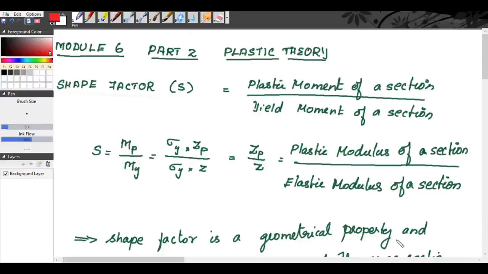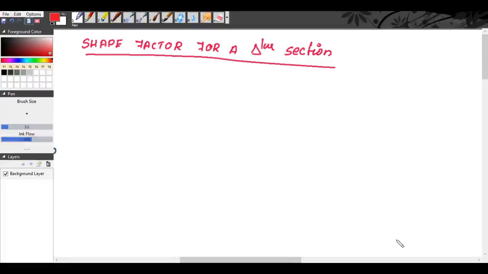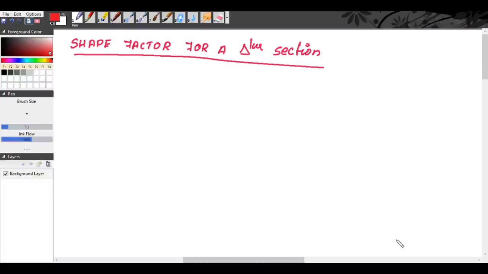Next is the shape factor for a triangular section. See, a triangular section is not as easy as the previous cases, because this is not symmetric. In the previous cases, your neutral axis and equal area axis were the same. Both the equal area axis and neutral axis lie on the same line. But for a triangular section, the case is different. The neutral axis is different from the equal area axis, so you have to calculate both separately.